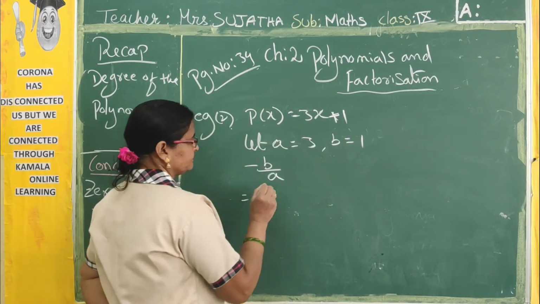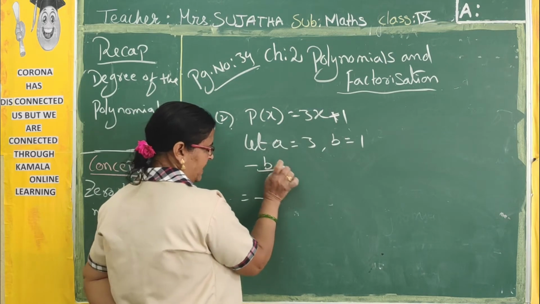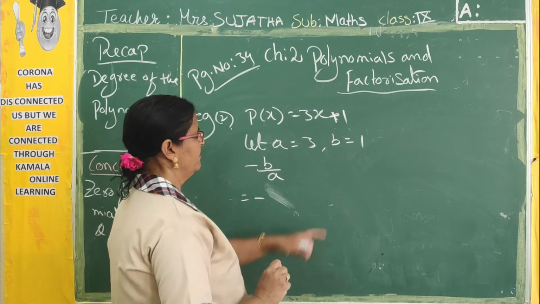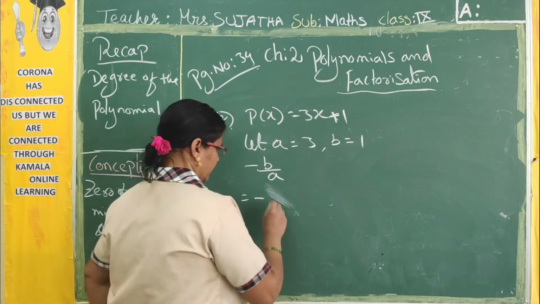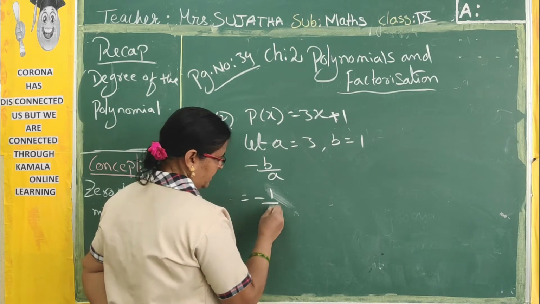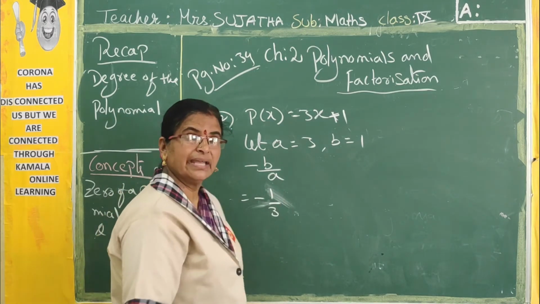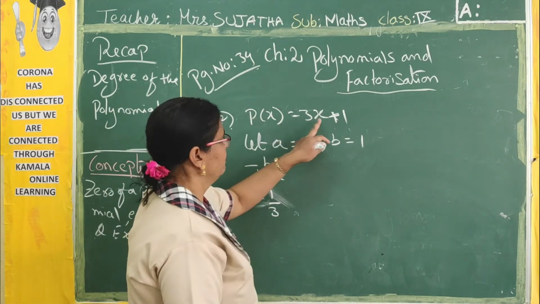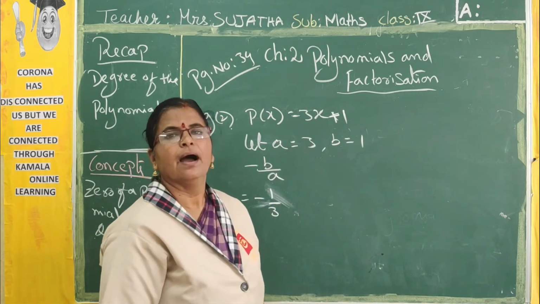Now minus, b value is how much? B value is 1. This is A, this is B. So minus 1 by the A value, 3. That is equal to minus 1 by 3. If you substitute minus 1 by 3 here, then you are getting 0.